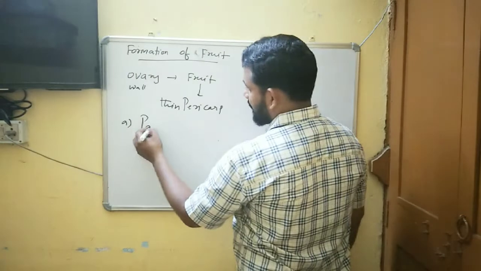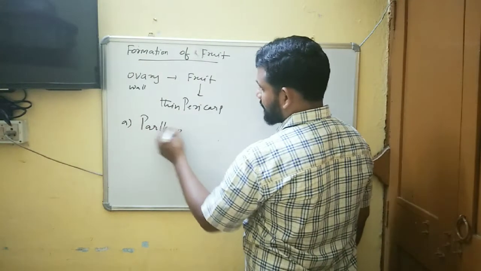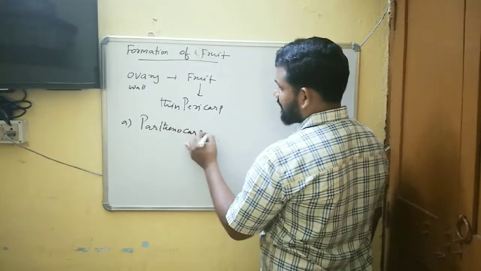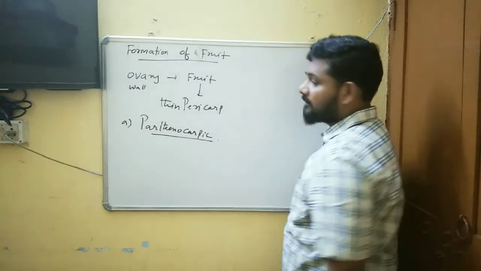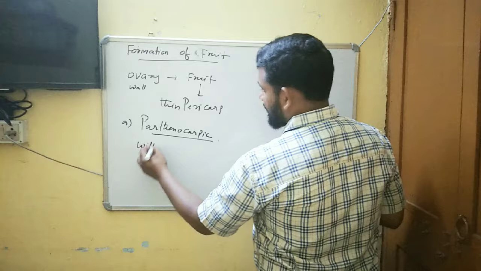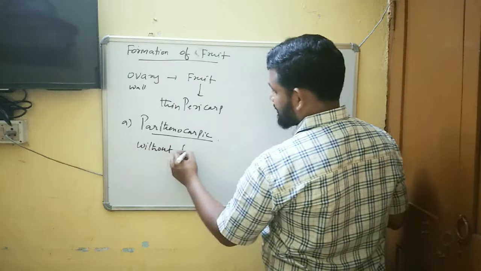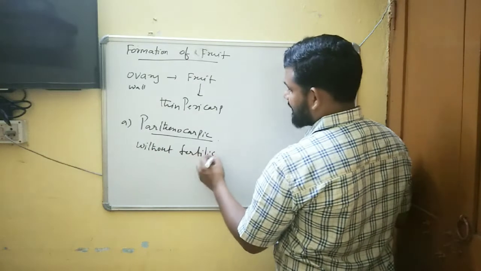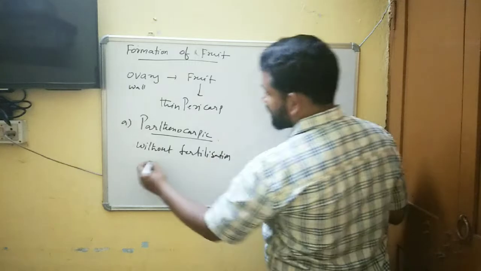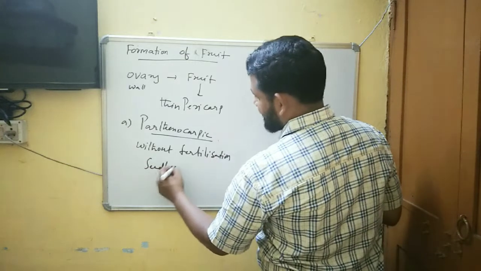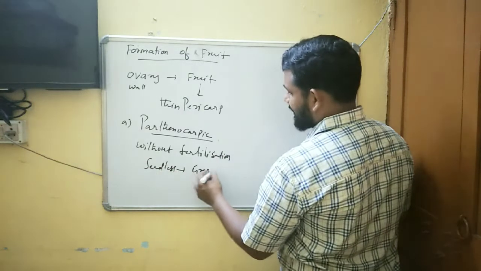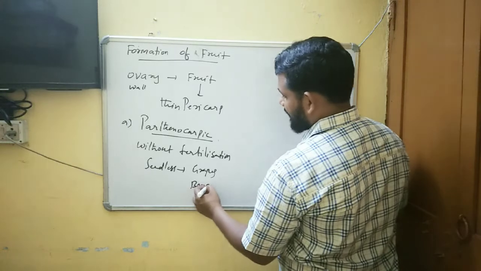Some fruits are called parthenocarpic fruits. Parthenocarpic fruits generally develop without fertilization. If fruits develop without fertilization, they are called parthenocarpic fruits, and parthenocarpic fruits are usually seedless. They are seedless, for example grapes and banana.